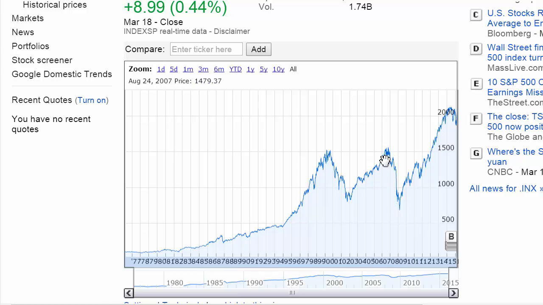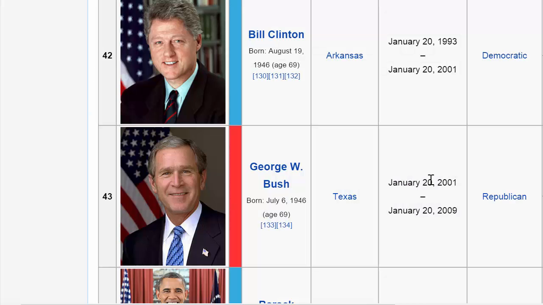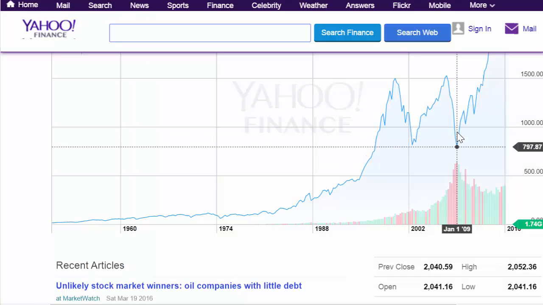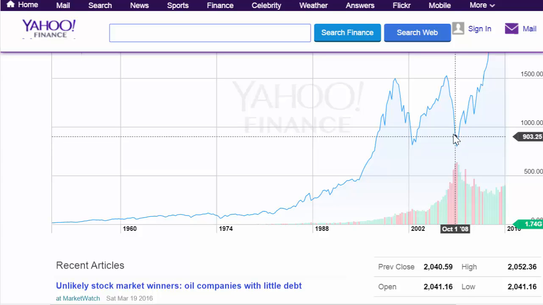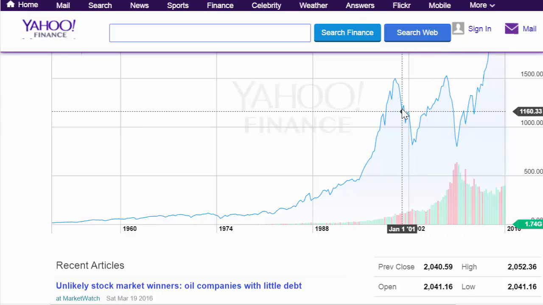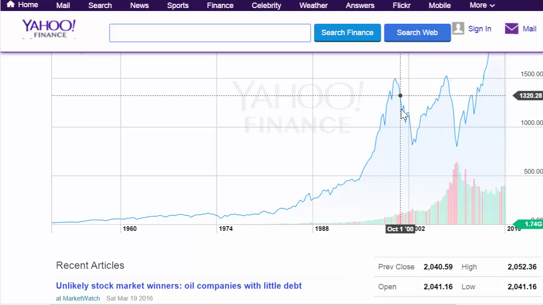Now let's see how he actually did throughout these 8 years, from the beginning of his term as a president to the end, or from January of 2001 to January of 2009. So in January of 2009, when he finished in the office, the price of the stock was $797. When he started in the office in 2001, the price of the stock was $1,160.